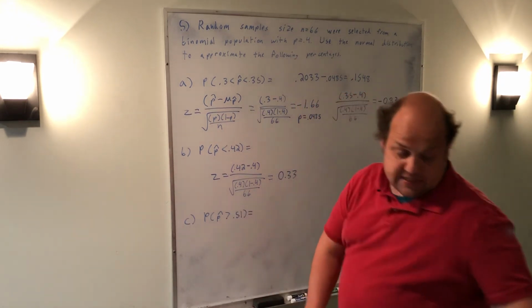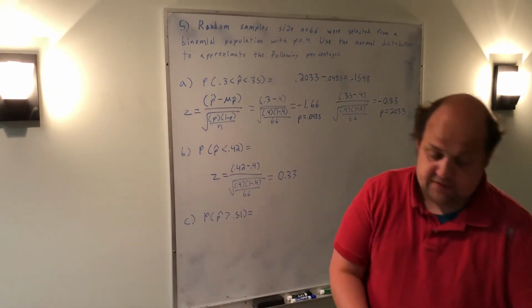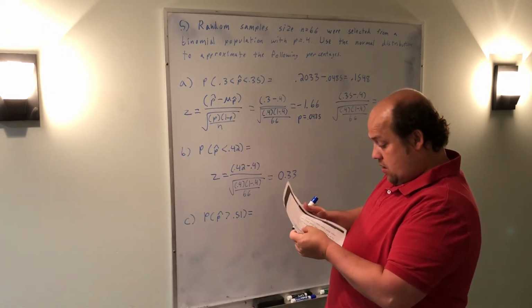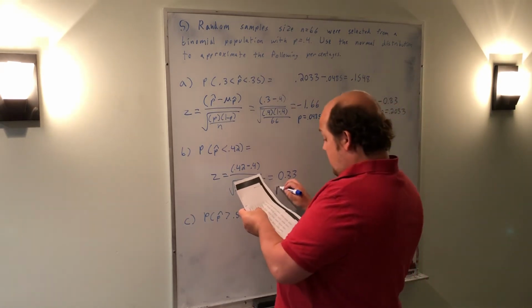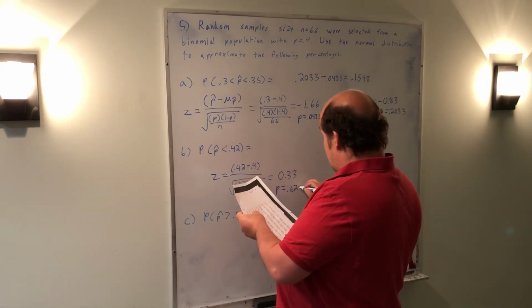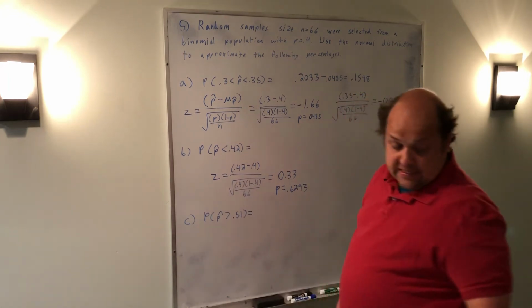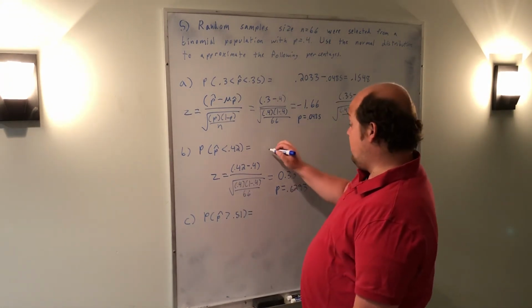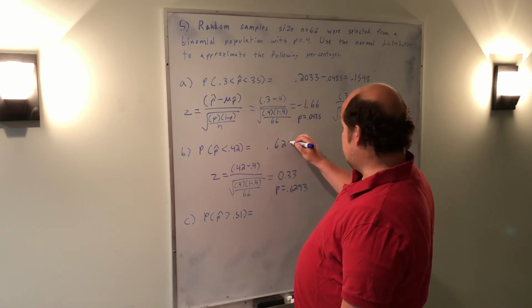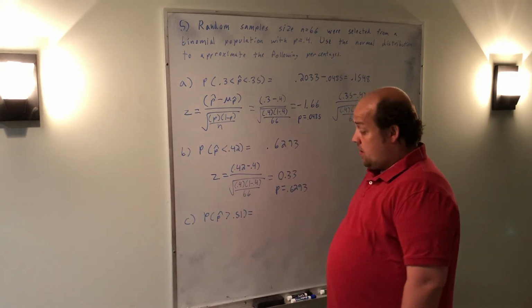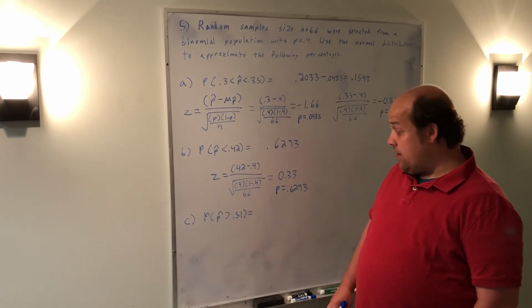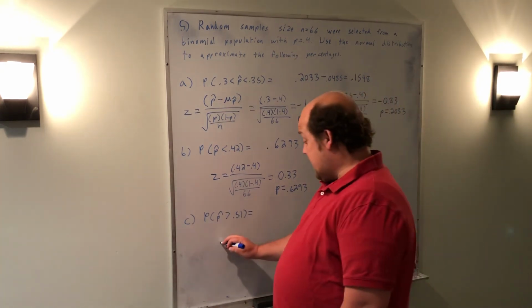I look up that 0.33 on the positive side of my table. 0.33 points me to a p-value of 0.6293. In this case, since it's a less than question, I can just use the exact table value, and the answer is 0.6293.